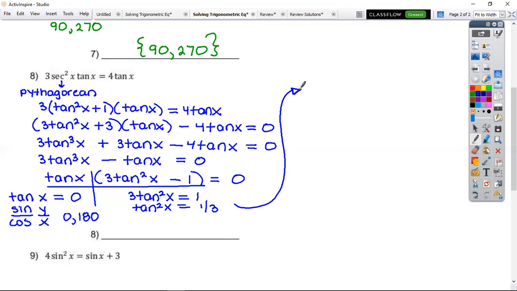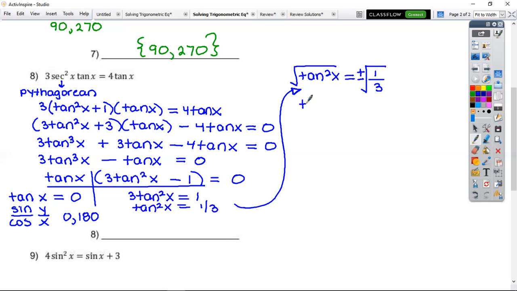Coming up here, I have tangent squared x equals 1/3. What do we need to do to get rid of the squared? Square root. And what do you all forget to do every single time? Yes. One of the most common mistakes. You guys are notorious for making those really seemingly small mistakes.